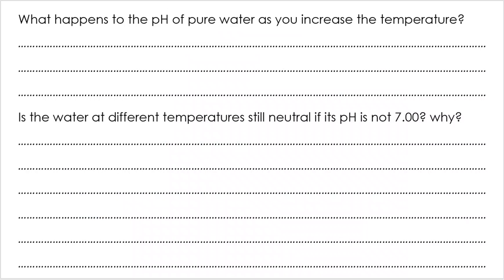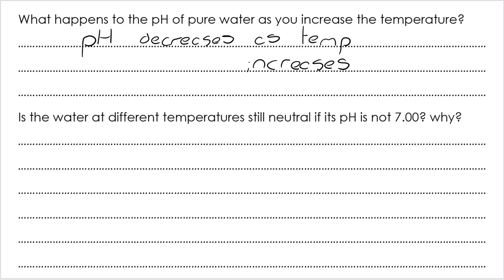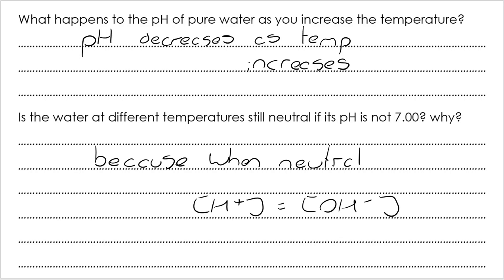So, a couple of questions for you to think about. What we can actually see is that we were increasing the temperature there, and the pH of pure water was actually going down. So, pH decreases as temperature increases for pure water. If it's not 7, why is it still neutral? Well, this is where we've got to rethink what we potentially think from lower down school. Because neutrality actually comes from the fact that H plus is equal to OH minus.